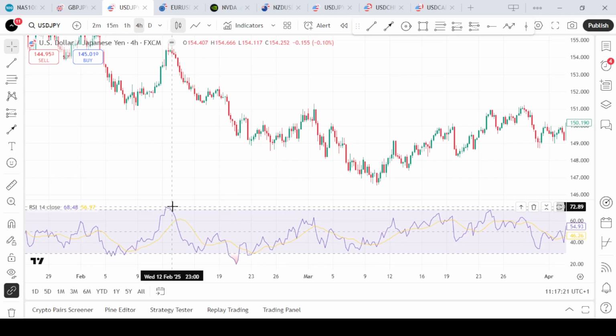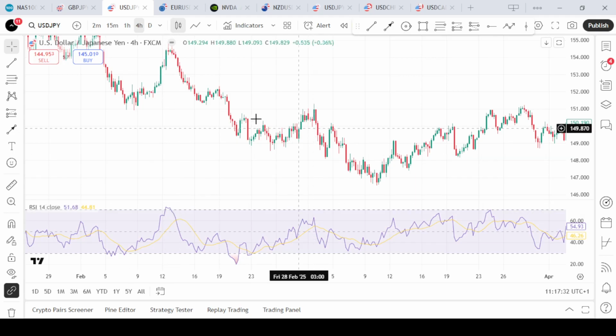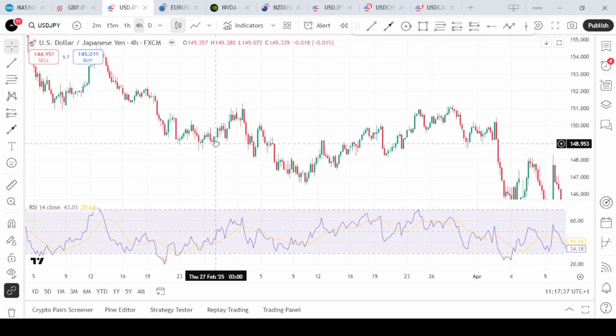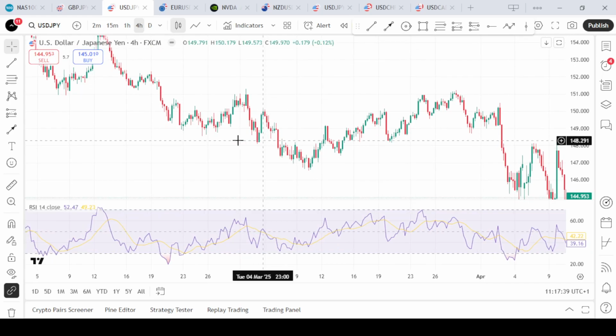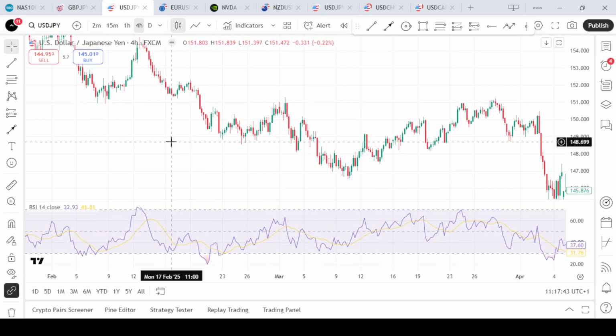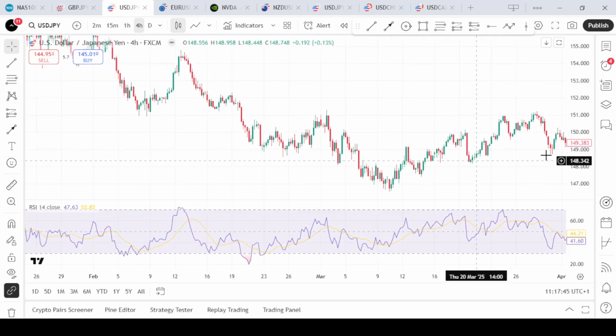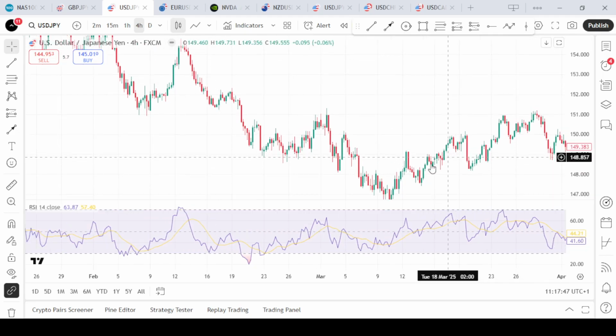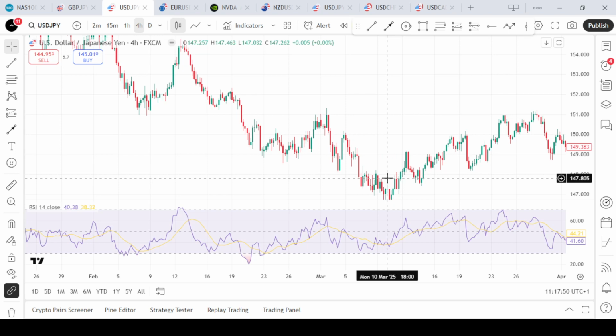However, in more volatile markets like crypto, traders might adjust these thresholds to 80 and 20 respectively to filter out false signals. So the RSI's strength lies in its ability to reveal market momentum shifts and potential reversal points. One key concept is to understand RSI divergence. This occurs when price action and the RSI indicator move in opposite directions.